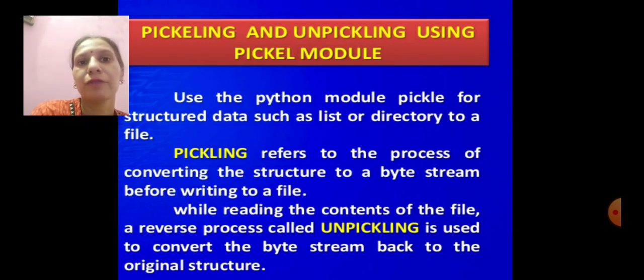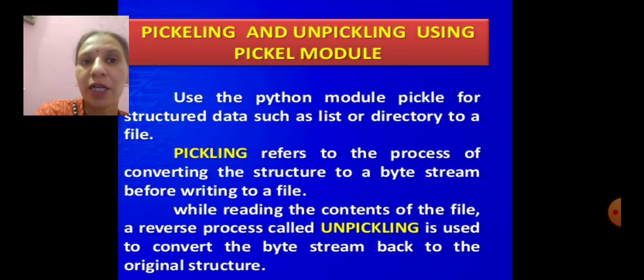In Python we use pickle to write structured data, such as a list or dictionary, to a file. Pickling refers to the process of converting the structure to a byte stream before writing to a file, and unpickling is vice versa. In unpickling, while reading the contents of the file, a reverse process is called, meaning we convert the byte stream back to the original structure.